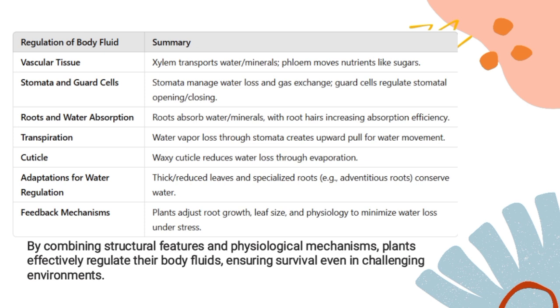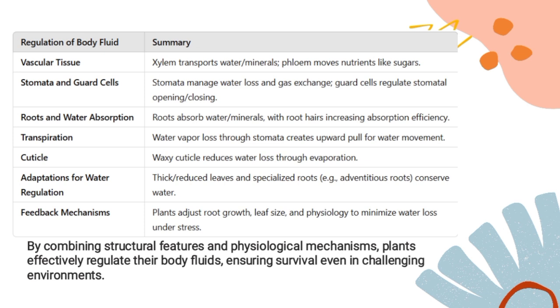Regulation of body fluid summary. Vascular tissue. Xylem transports water and minerals. Phloem moves nutrients like sugars. Stomata and guard cells. Stomata manage water loss and gas exchange. Guard cells regulate stomata opening and closing. Roots and water absorption. Roots absorb water and minerals, with root hairs increasing absorption efficiency. Transpiration. Water vapor loss through stomata creates an upward pull for water movement. Cuticle. Waxy cuticle reduces water loss through evaporation.